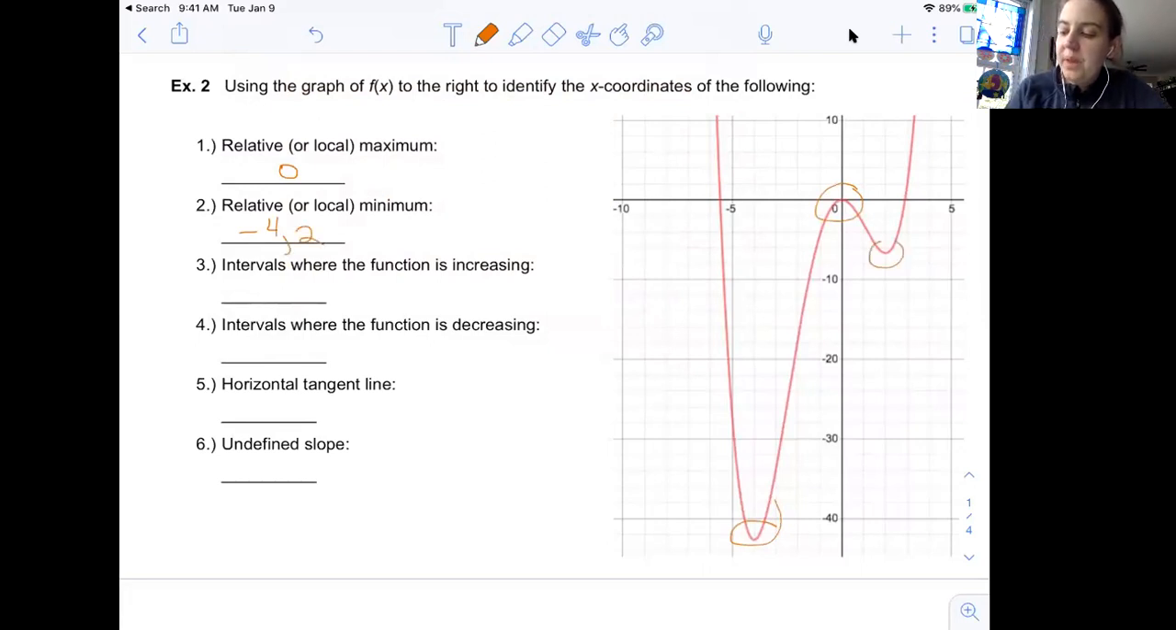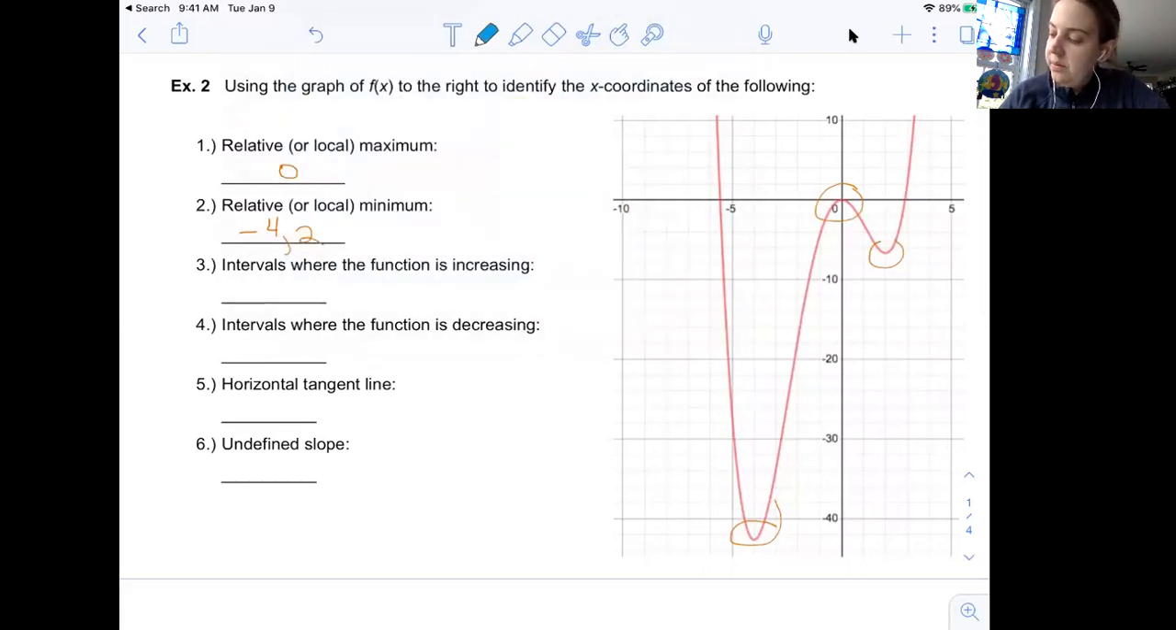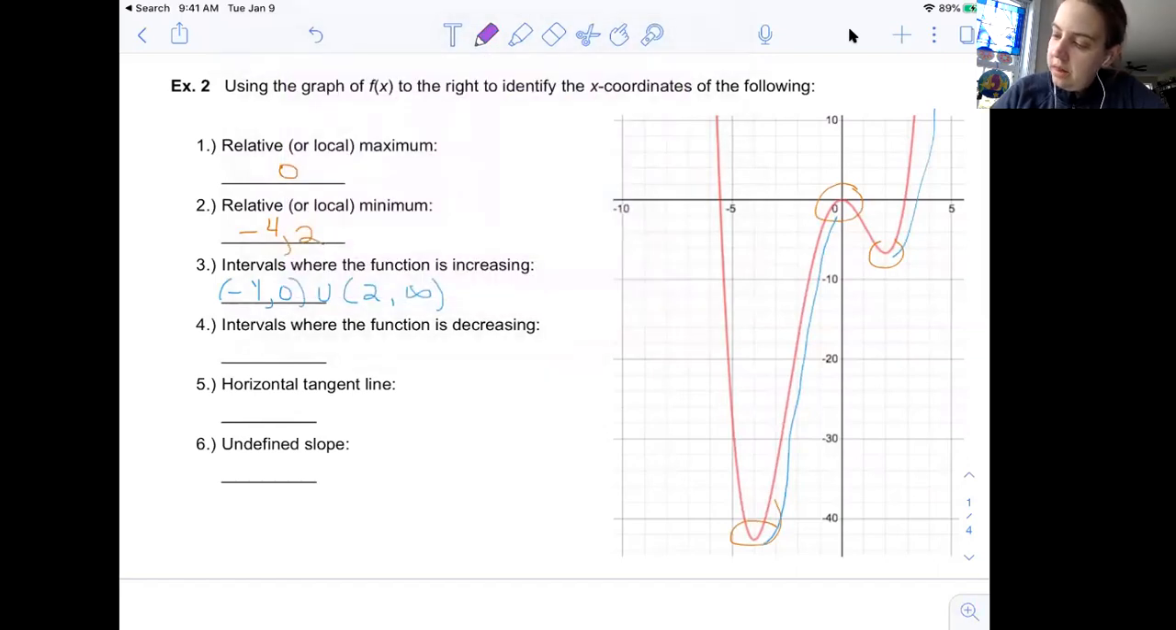That's your local minimum. The intervals where the function is increasing. So increasing is going uphill. We're increasing between here, -4 to 0. And then we are also increasing from 2 to infinity. Intervals where we are decreasing, -∞ down here to -4. And then we're also decreasing from 0 to 2.